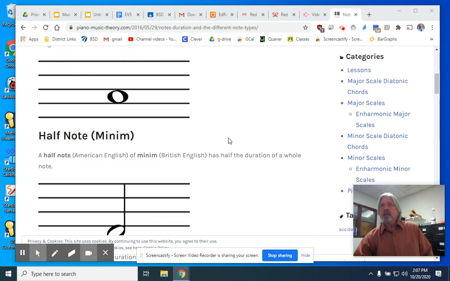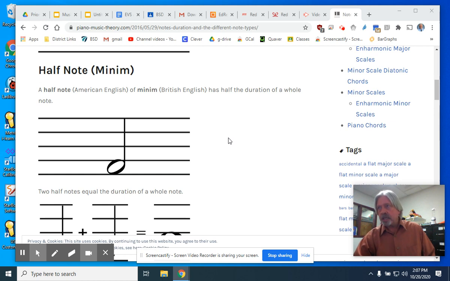Okay? The next duration or length that we see in music is a half note or a minim, as they see in Britain. Okay? So the half note or the minim has half the duration of a whole note. So it would take two half notes to make a whole note.